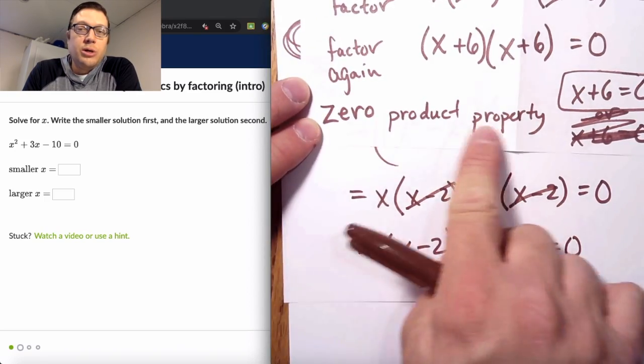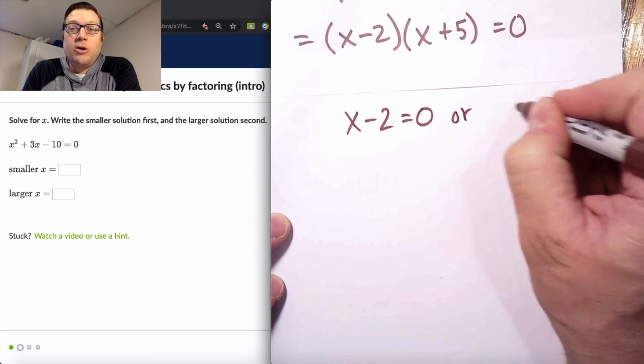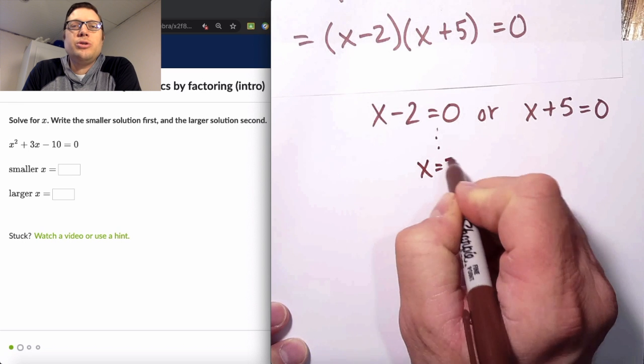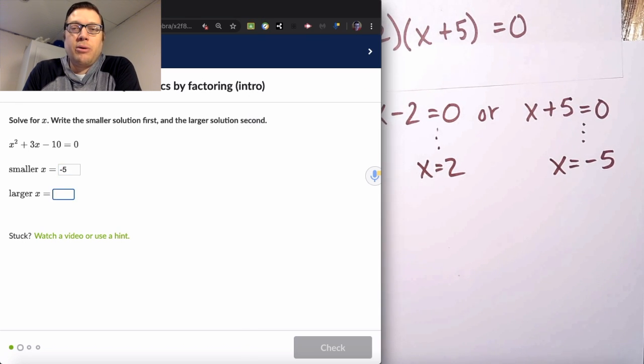X minus 2 times x plus 5, those two quantities, we set equal to 0 because of the zero product property. Solve for x. We get two solutions. X is 2 and x equals negative 5. We'll plug them both in.